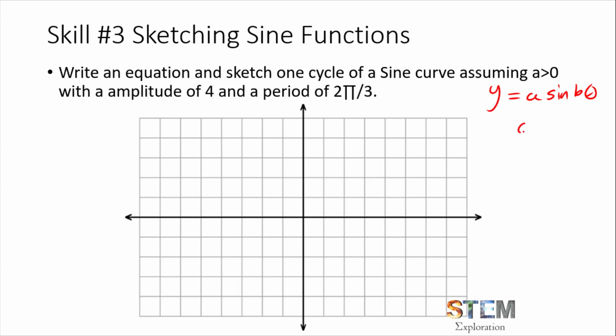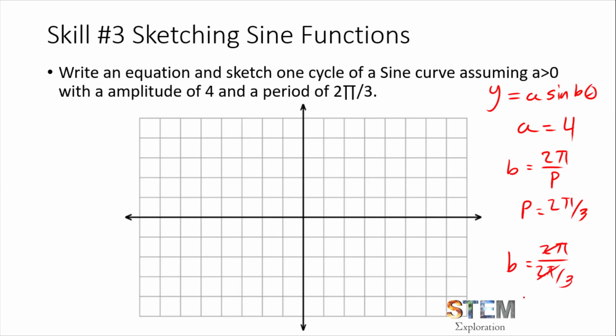So they tell us that a is equal to 4. That is the amplitude. And b should be equal to 2 pi over the period. Well, they tell us that the period is equal to 2 pi over 3. So b must equal 2 pi divided by 2 pi over 3. These will cancel. The denominator of a denominator becomes a numerator. So b is simply equal to 3.